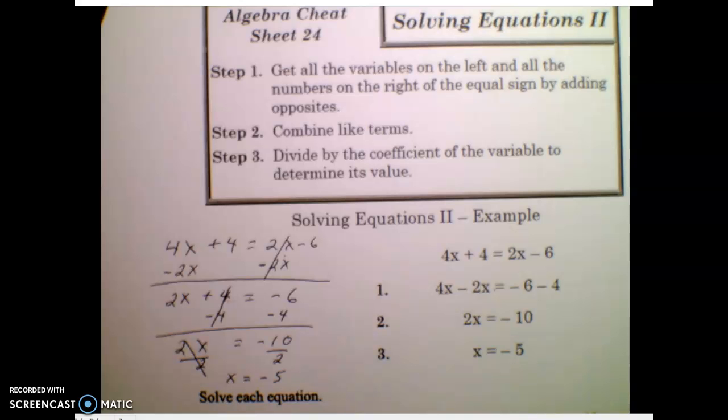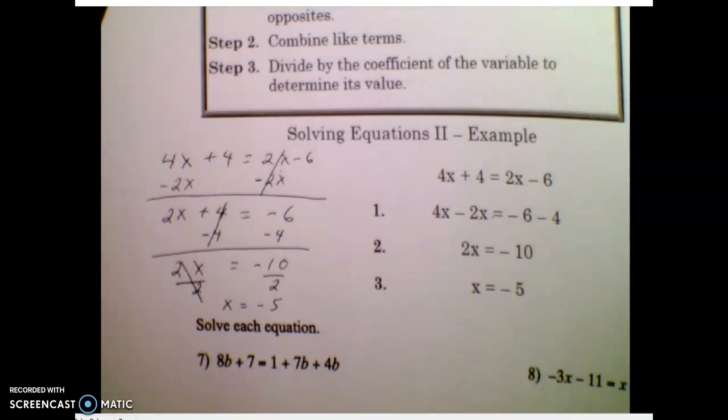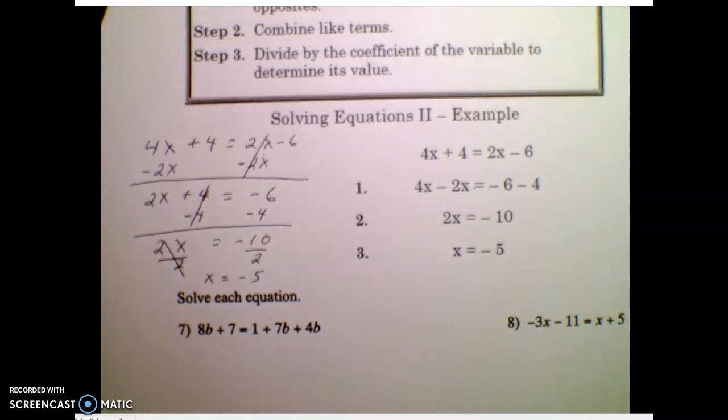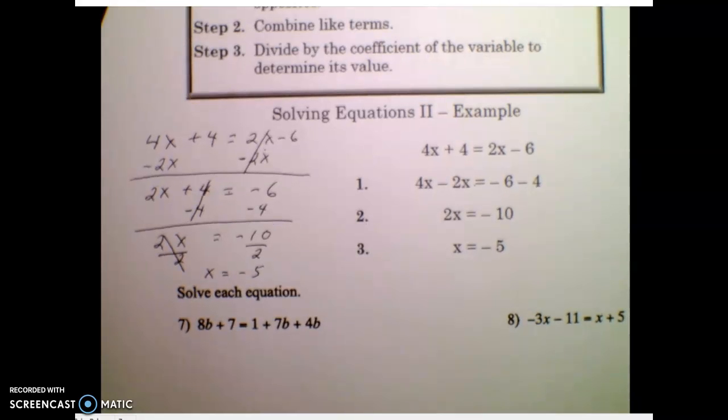Okay, on this page, there are 6 problems. I'd like you to stop the video and solve the 6 problems.